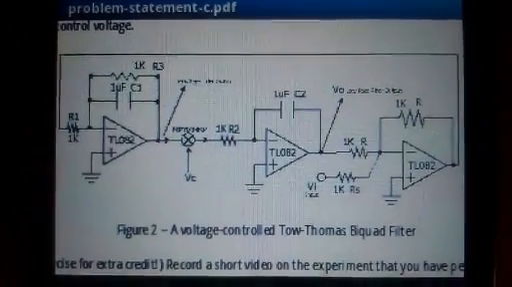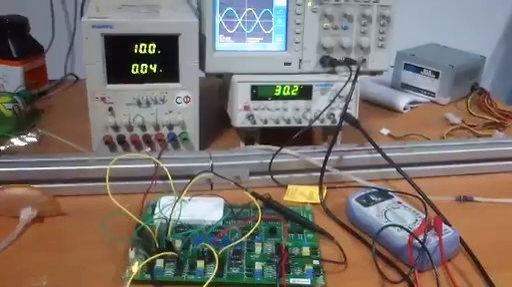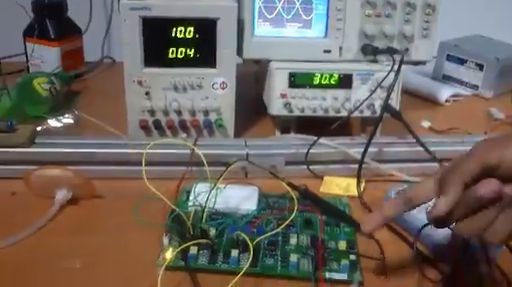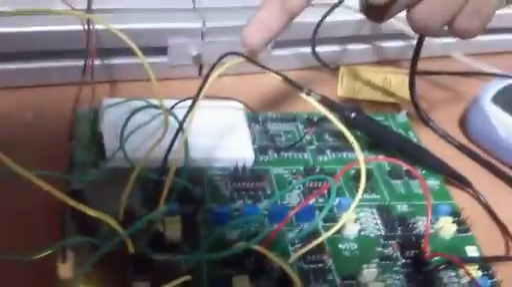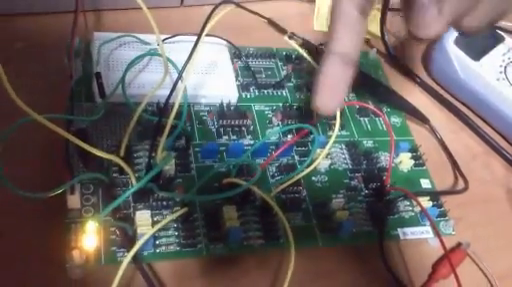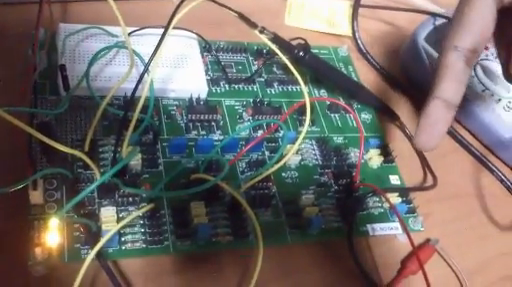So going to the circuit. This is the setup of the circuit. This red wire is the input and the black wire here is the output. We've used 3 op-amps over here and this extra resistor over here for the input.